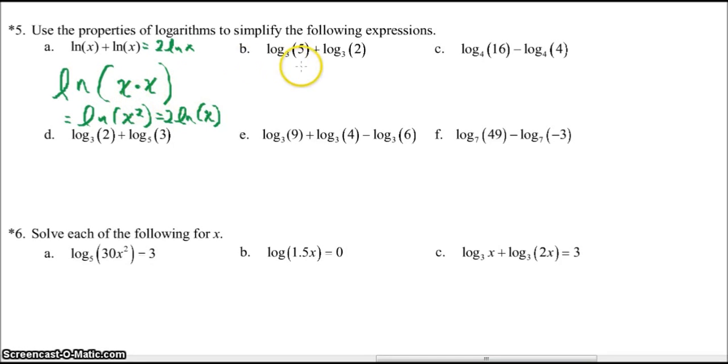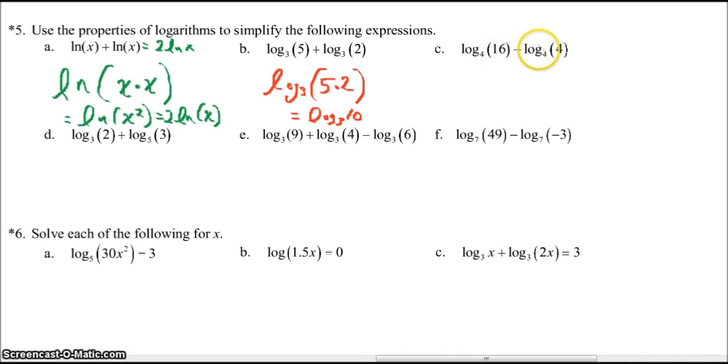Let's see here, log base 3 of 5 plus log base 3 of 2. That is log base 3 of, we have 2 added together so we can combine them as 1 and multiply, log base 3 of 10.